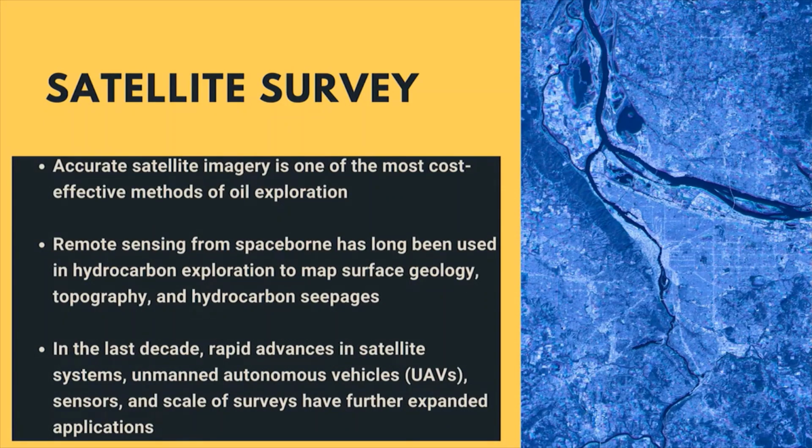Satellite surveys are better than aerial surveys, and they give accurate satellite imagery. This is one of the most cost effective methods of exploration. Remote sensing from space has long been used in the hydrocarbon industry to map the surface geology, topography, and hydrocarbon seepage. In the last decade, rapid advances in satellite systems, unmanned autonomous vehicles, that is UAVs, sensors, and the scales of survey have further expanded the application in oil and gas exploration with the help of satellite technology.